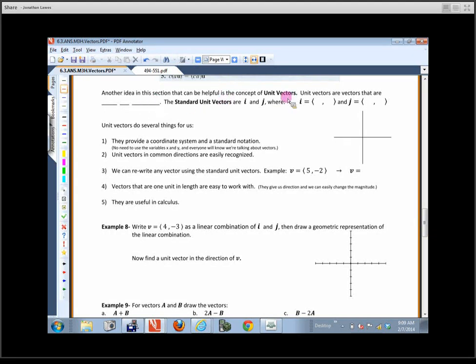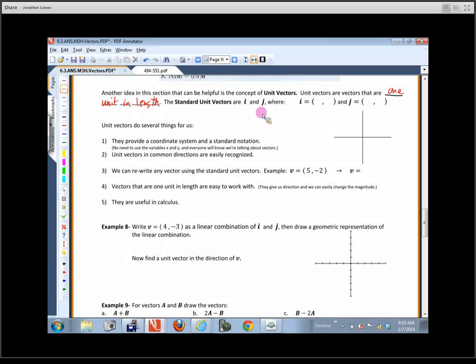So a unit vector, and I'm missing a little line right here. A unit vector is exactly what you'd think it is. A unit vector is a vector that is 1 unit in length. So any vector that's 1 unit long is called a unit vector. And then we've got what we call the standard unit vectors. And those vectors are i and j.